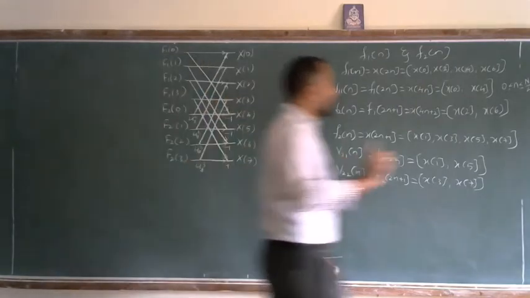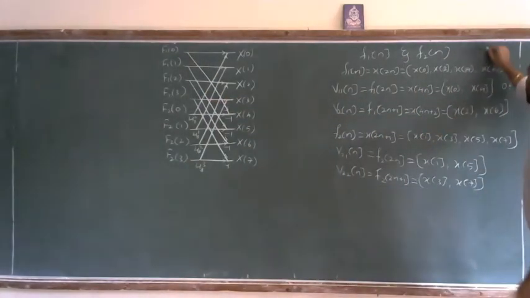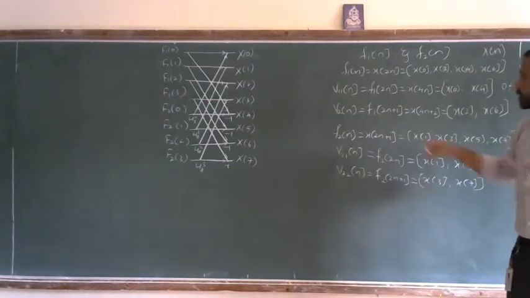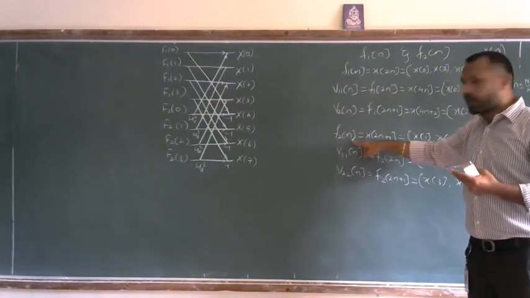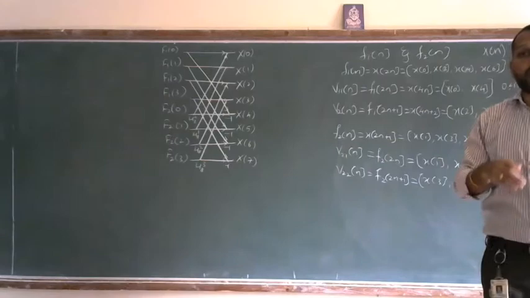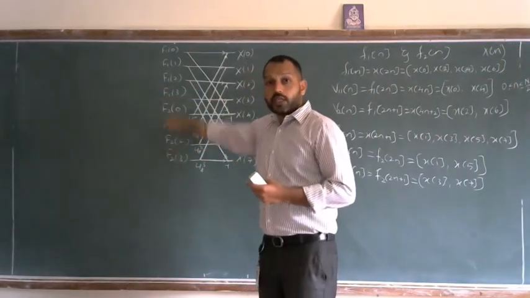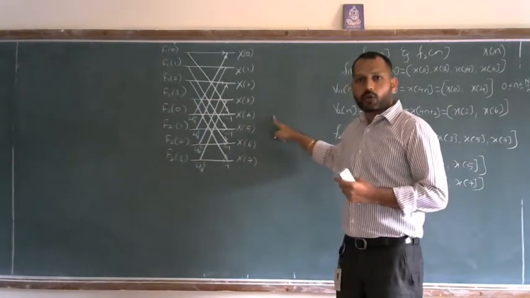Okay. Now what did we do earlier? We had one 8-point sequence x of n. This 8-point sequence x of n was converted into two 4-point sequences, f1 of n and f2 of n, and their respective 4-point DFTs were obtained, which were f1 of k and f2 of k. These two were combined to give us one 8-point DFT.